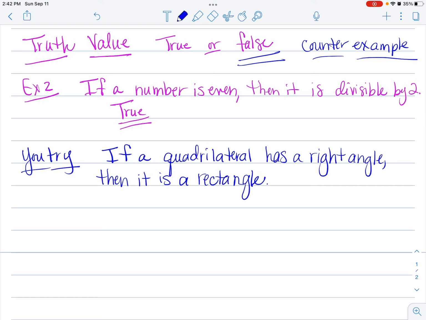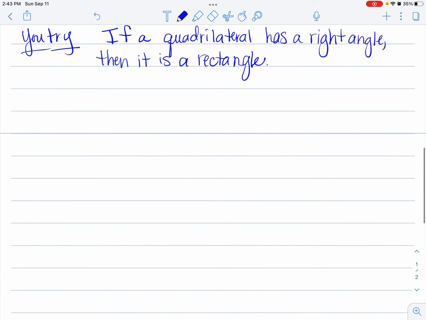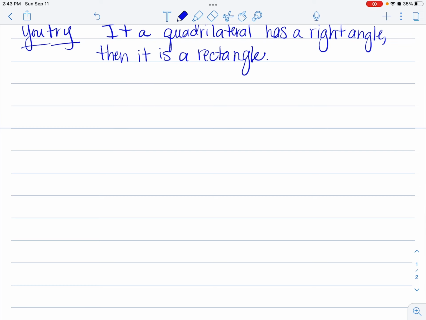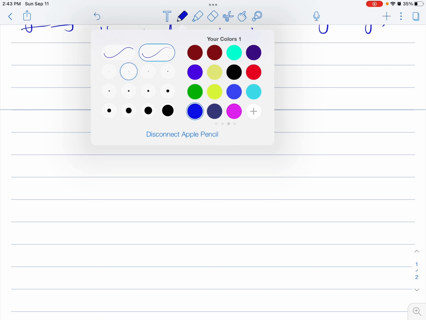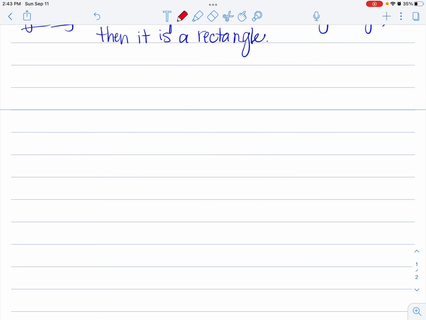Okay, so here comes the fun part. So we take these conditionals and we do things to them. Like we can write them backwards. We can add the word not, and we can do both sometimes. So I'm going to go over some vocabulary words that you need to be familiar with, and I'm going to write them in symbols, and then we're going to do a couple more examples. So let's start with a converse.